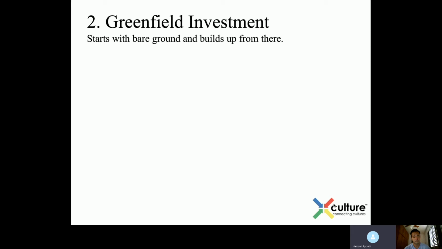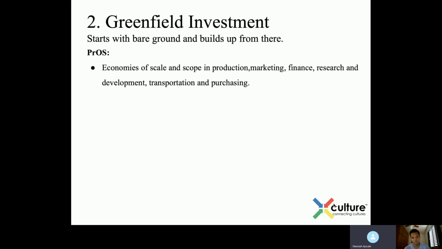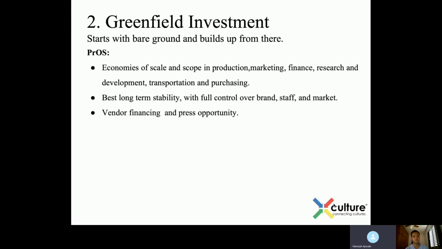The second entry mode is greenfield investment, which starts with bare ground and builds up from there. The pros are it needs economies of scale and scope in production, marketing, finance, research and development, transportation, and purchasing. It offers the best long-term stability with full control over brand, staff, and market, vendor financing, and press opportunities.